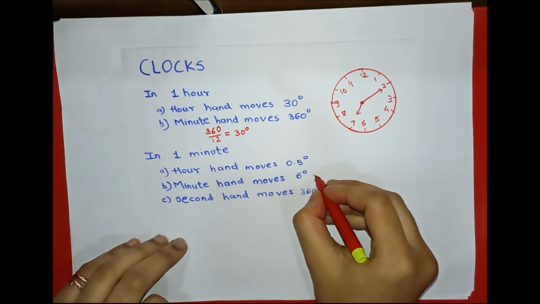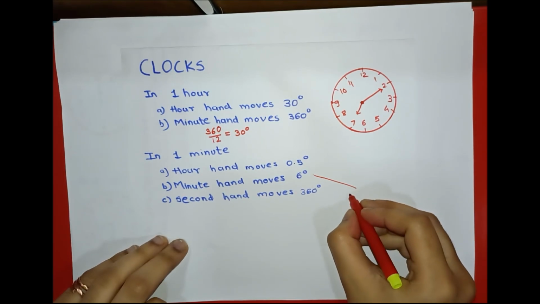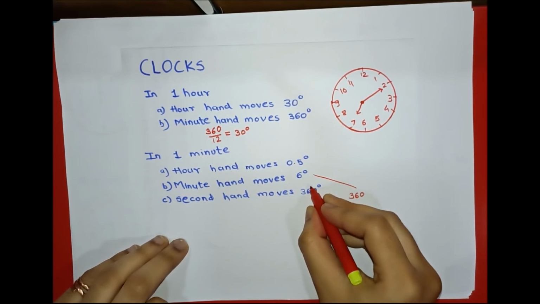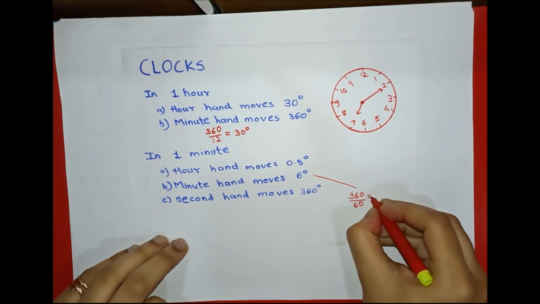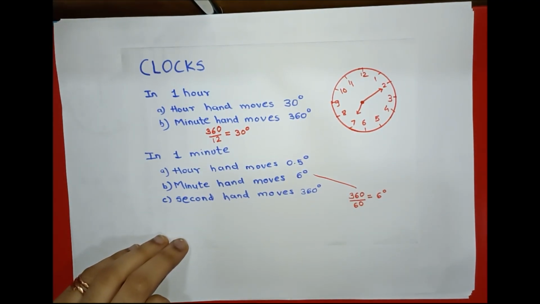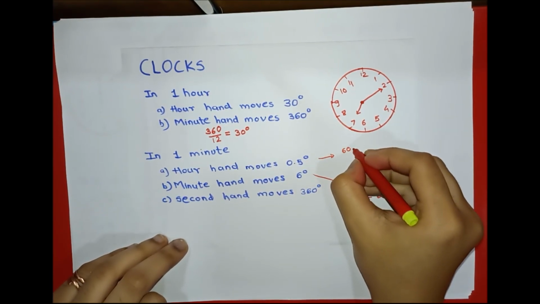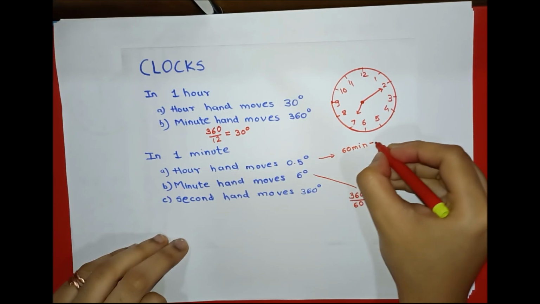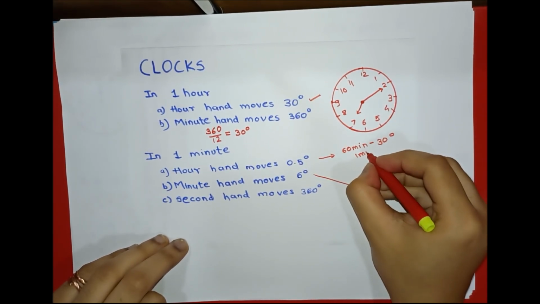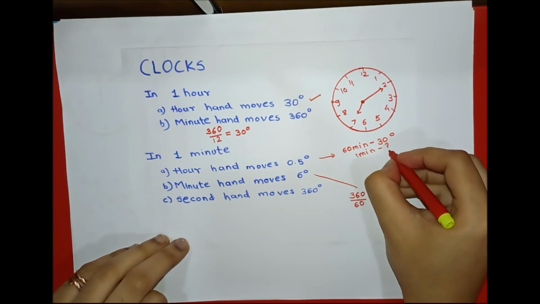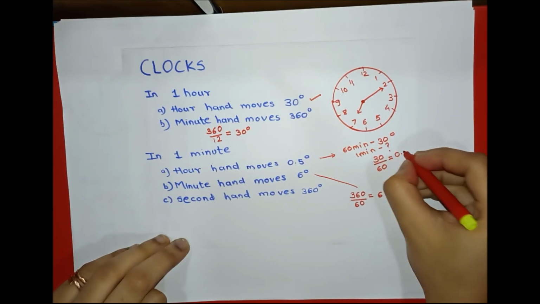So for the minute hand, we have 60 divisions and the second hand is moving 360 degrees. So for one division, the angle will be divided by 60. It gives us 6 degrees. Similarly, for the hour hand, in 60 minutes, the hand moves through 30 degrees as we found out here. So in 1 minute, how much will it cover? It will be 30 by 60. It gives you 0.5 degree.